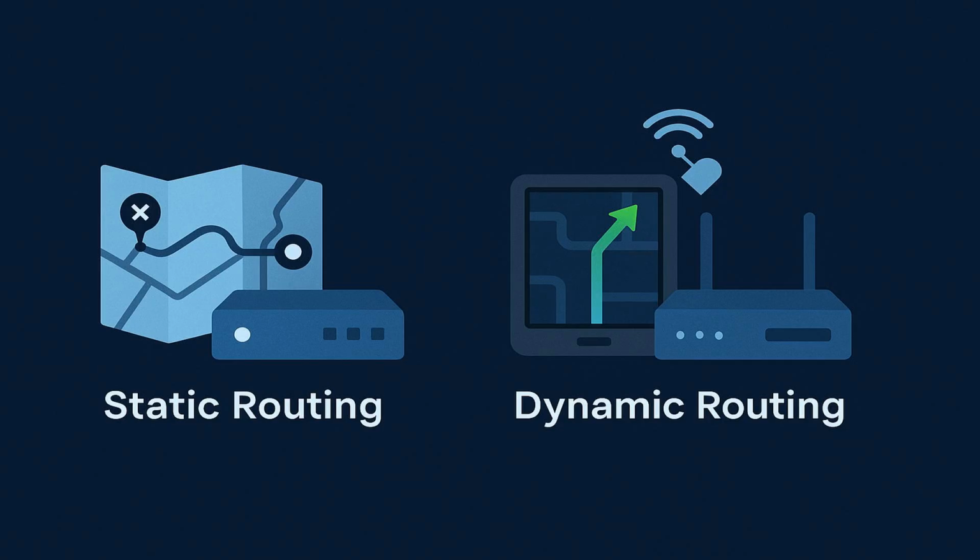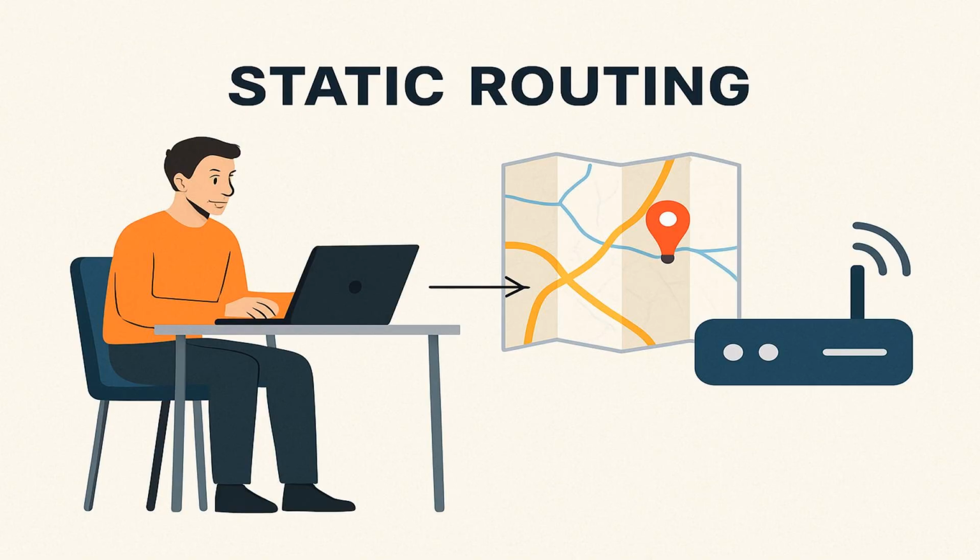Today we're exploring a key concept that keeps data flowing across networks: routing. More specifically, we're comparing static routing and dynamic routing. What are they? How do they differ? And when should you use each one? Let's start with static routing.